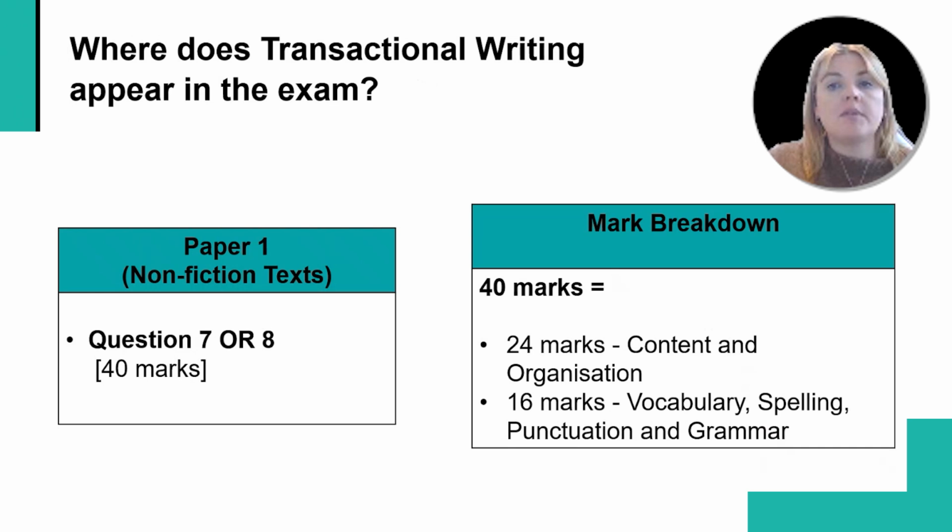This is one of two types of writing you'll be asked to carry out across the two papers. Transactional writing is only seen in paper 1. It's a skill that you'll use both in your exam and across many other contexts outside of the English GCSE.